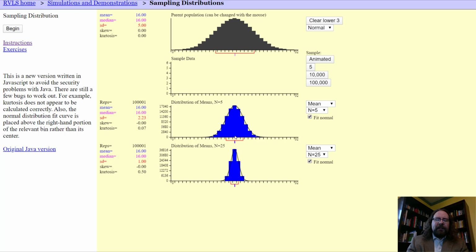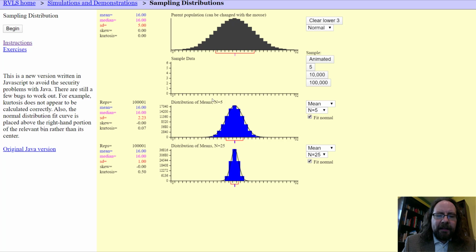However, the big difference between them is that the sample size 5 has a much wider spread than the sample size of 25. And in fact, if you notice, the standard deviations here for 5 is 2.23, and for 25 it's actually 1. So from a standard deviation of 5, we got to about 2.23 when the sample size was 5, and 1 when the sample size was 25. So it seems like for means, the sampling distributions will have the same center as the parent. Here they're centered around 16, which is the same here.